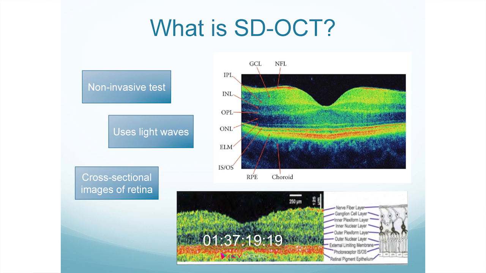And on the right-hand side, you can see the cross-sectional image of the retina. The vitreous is on top, followed by your inner retinal space, your outer retinal space, your photoreceptors, which would be your IS-OS junction, the RPE, which is the hyperpigmented red line, and then your choroid. And then on the bottom, you can see how that cross-sectional image relates to a histological slide of the retina.